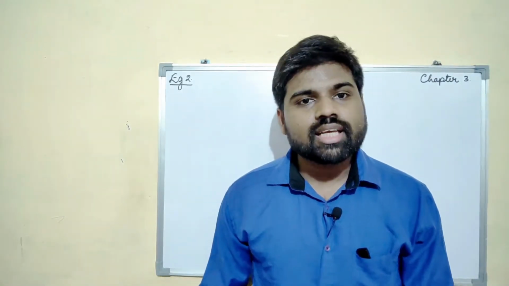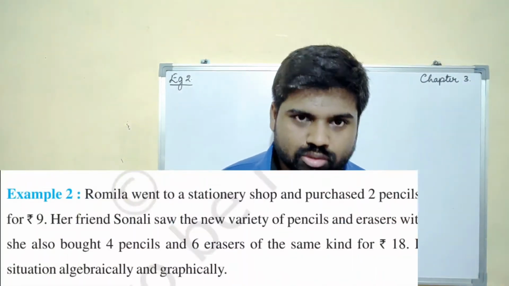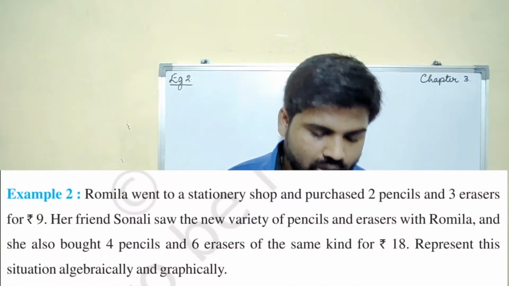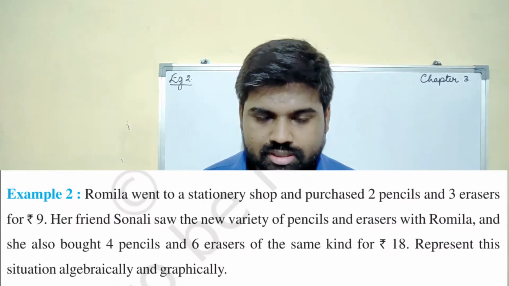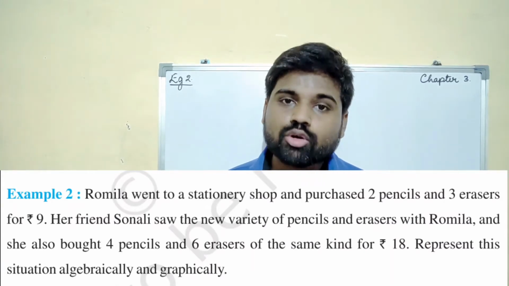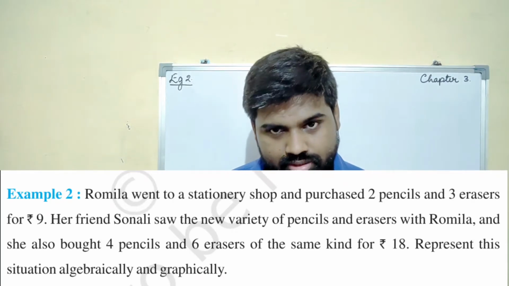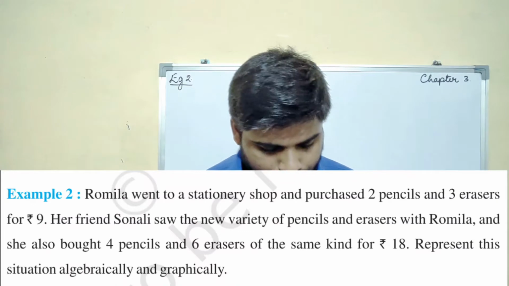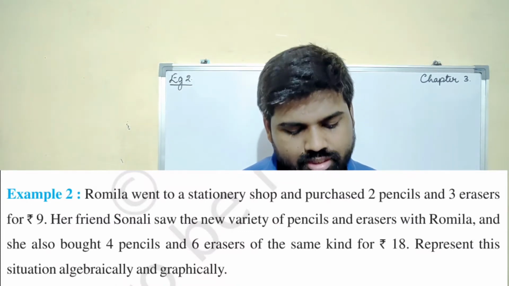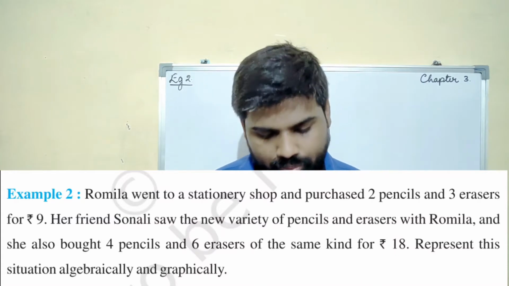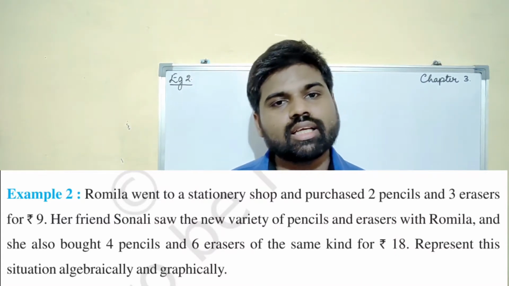Now let us see the second example from this exercise, which you can see on the screen, and I'm reading it for you. Romila went to a stationery shop and purchased 2 pencils and 3 erasers for ₹9. Her friend Sonali saw the new variety of pencils and erasers with Romila, and she also bought 4 pencils and 6 erasers of the same kind for ₹18. Represent this situation algebraically and graphically.